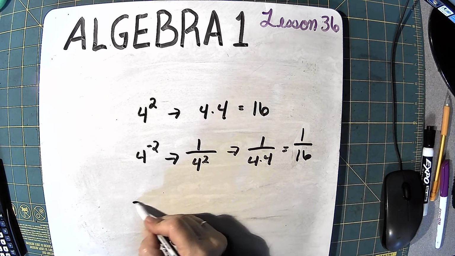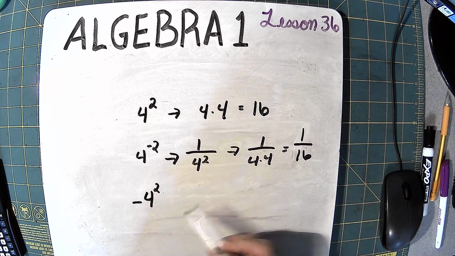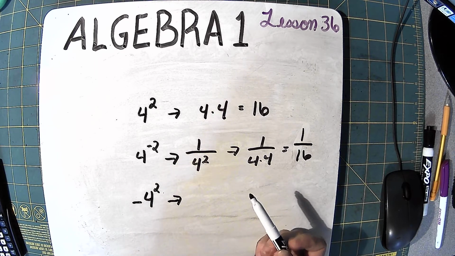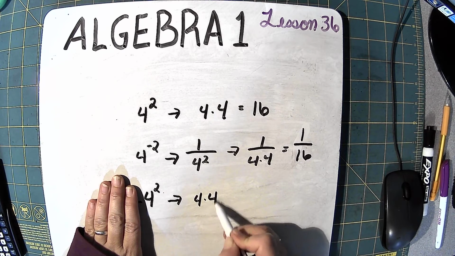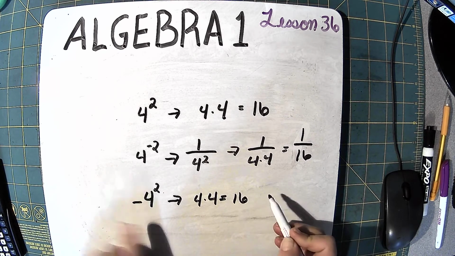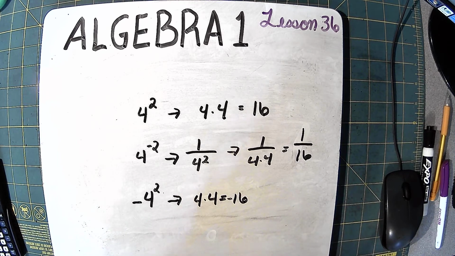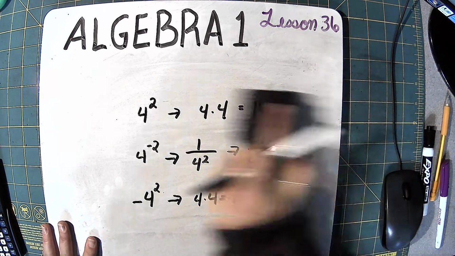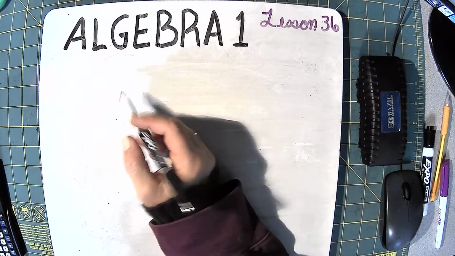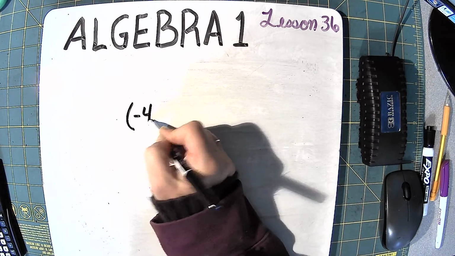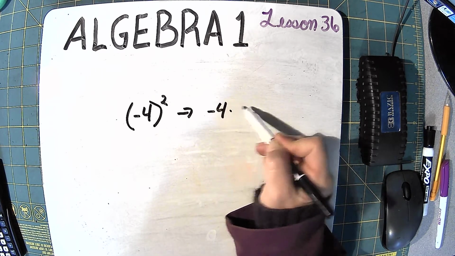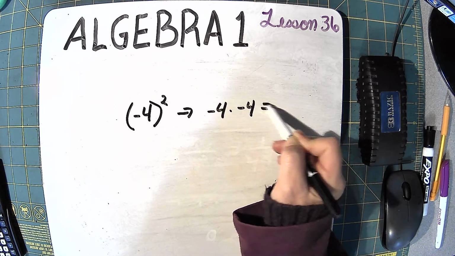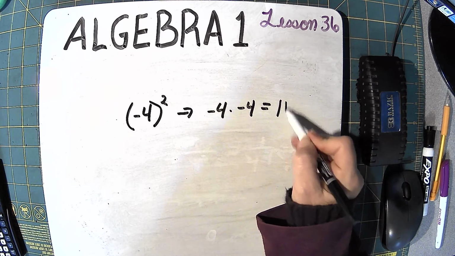Alright, what if we have negative 4 squared? That means we cover up that negative, 4 times 4, which is 16, and then we put the negative on, so negative 16. Alright, now we remember that if it's in parentheses and we have negative 4 squared, that means negative 4 times negative 4, which would be positive 16.